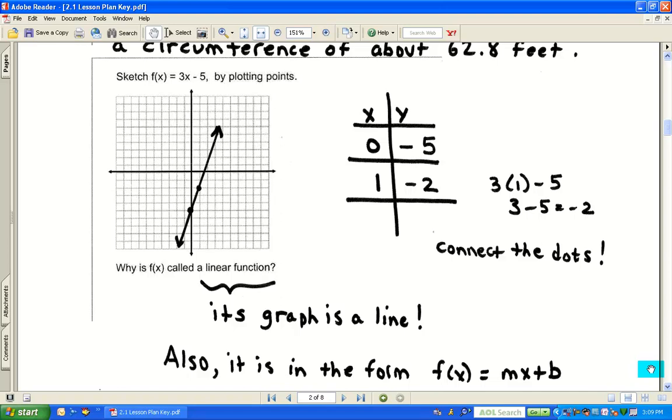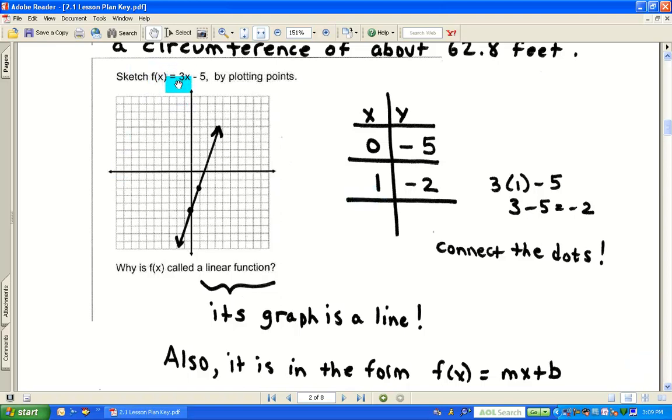Okay, ladies and gentlemen, we're continuing with section 2.1 in Math 1033. Part 1 has already been created for you. Now you're on section 2.1. This is the second part of that lesson.